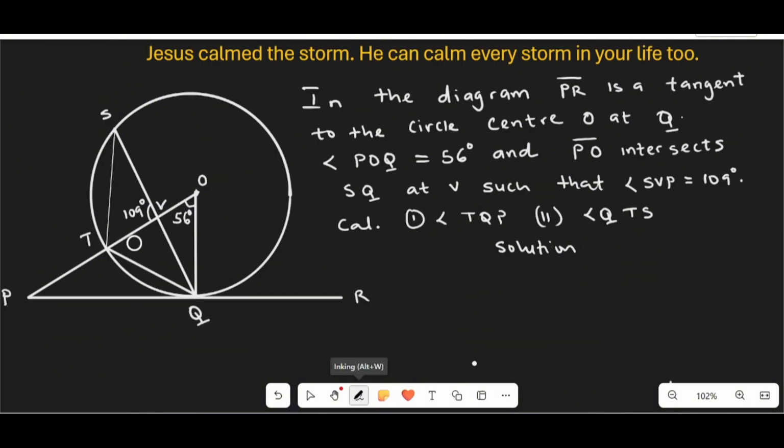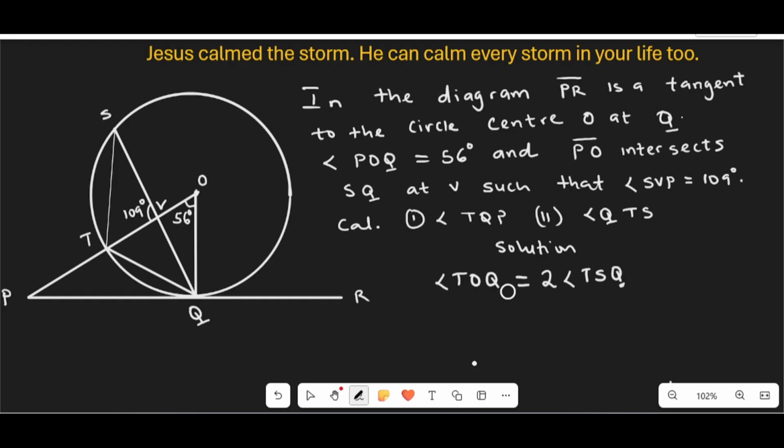So let us find angle QTS. Angle TOQ is equal to 2 multiplied by angle TSQ, because the angle at the center is twice the angle at the circumference. So we can say angle TOQ equal to 2 multiplied by angle TSQ. Angle TOQ is 56 degrees.